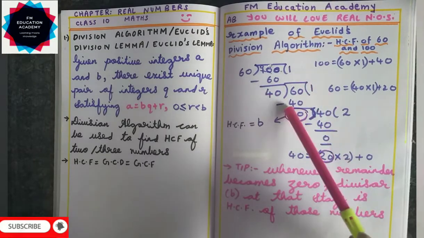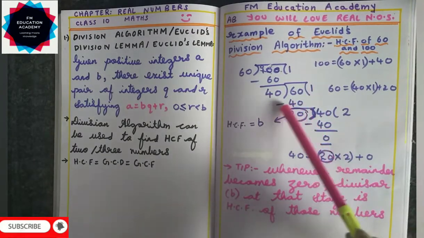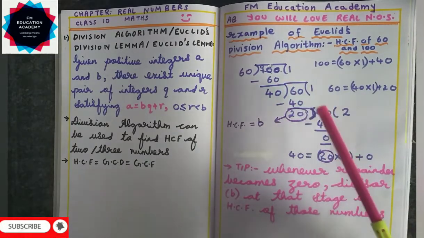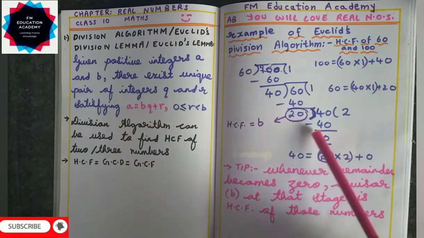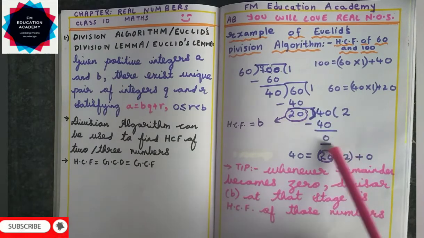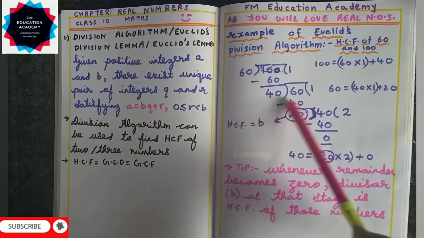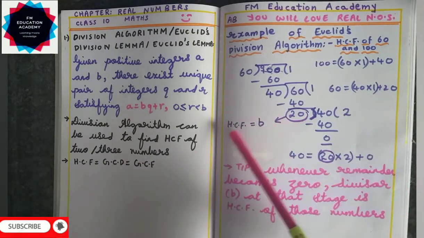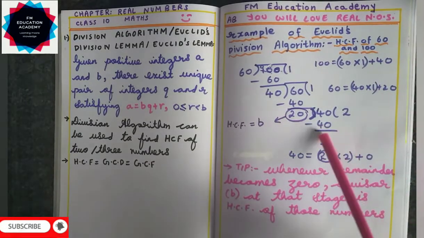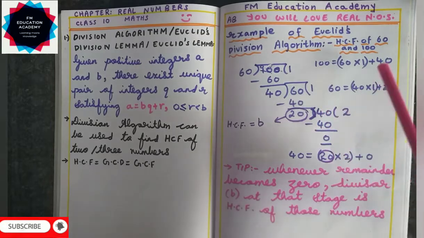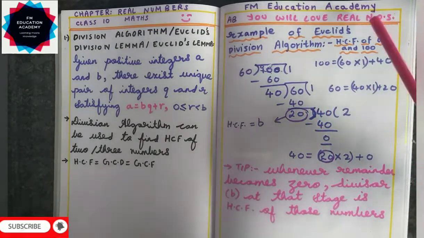So 40 ones are 40. 0 minus 0 is 0. 6 minus 4 is 2, so 20. Now 20 we got. 20 will become divisor and 40 will become dividend. So 20 twos are 40. So 40 minus 40 is 0. So whenever I get the remainder as 0, I should stop there, and the divisor at this particular stage will be my HCF of the two numbers. So here, as this is my last stage and here I am getting the remainder as 0, my HCF of 60 and 100 is 20. Hope you have understood this example of Euclid division algorithm.